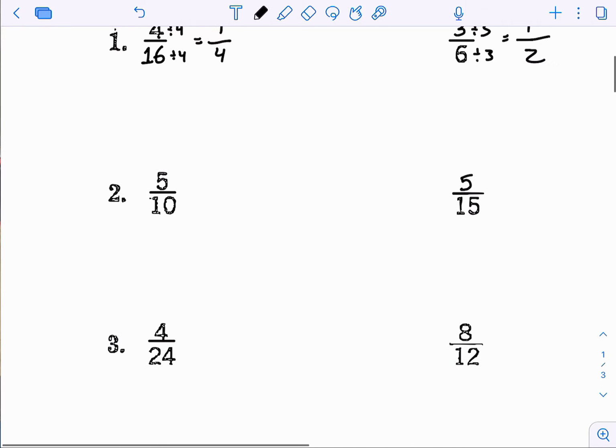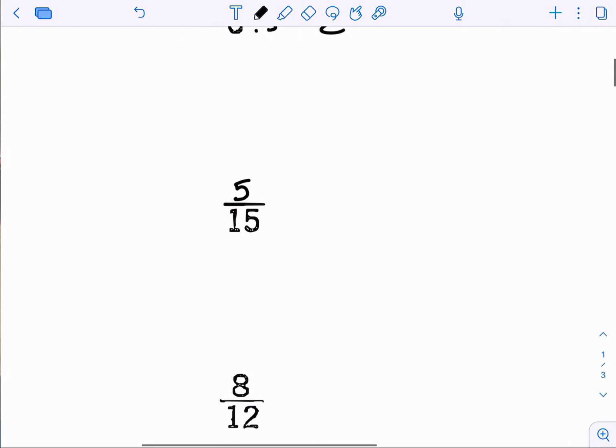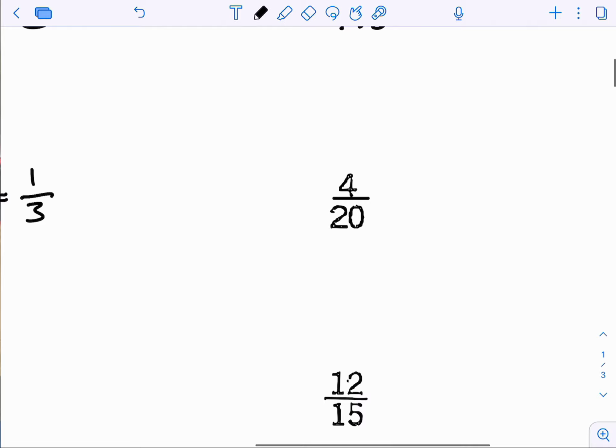We'll get away from the half ones here in a second. This one again, 5 is a factor of 10, so we're going to divide by 5, and that's going to be 1/2 also. All right, here we have another one, finally one that's not a half. Is 5 a factor of 15? Yes, it is. So I'm going to divide these by 5. That's 1 on top, 3 on the bottom. Is 4 a factor of 20? Yes.